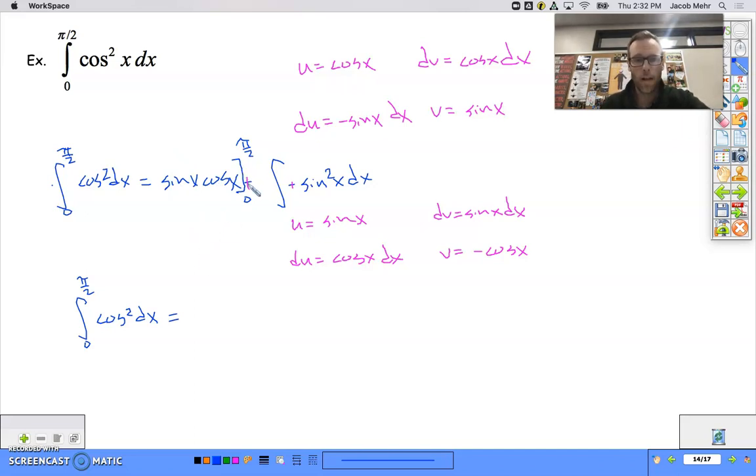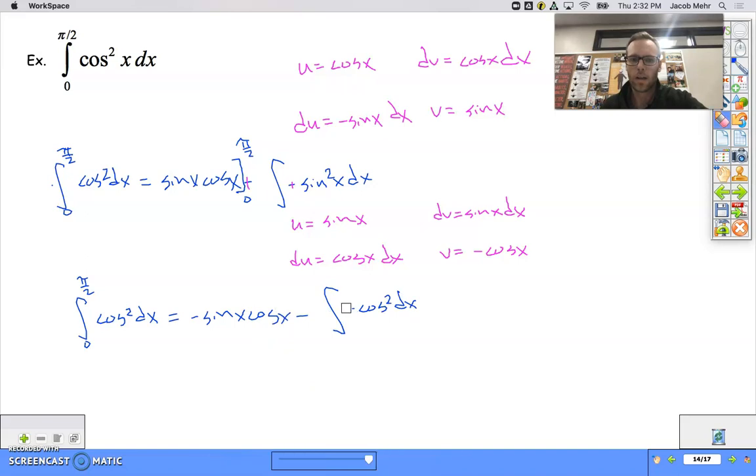So then we have plus. Now we're doing integration by parts for this part. u times v, negative sine cosine, minus the integral of v du, negative cosine squared. And let me just make this a plus.